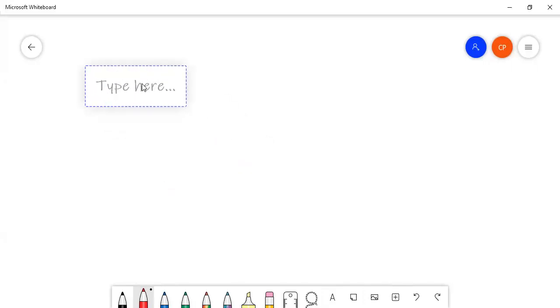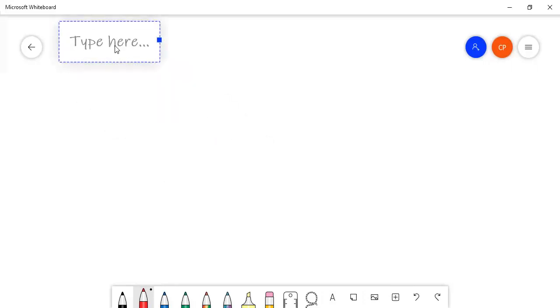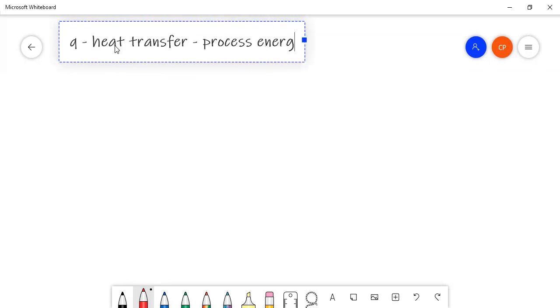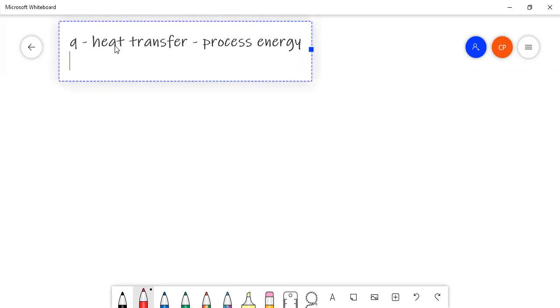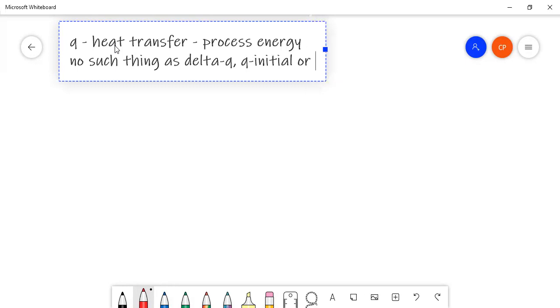Let's remind ourselves of one definition. Heat transfer is the quantity we represent with the letter Q. We've done this many times before now. Okay? It's a process energy. Because it's a process energy, there's no such thing as delta Q. I don't ever talk about a change in heat of a stuff. And because there's no such thing as delta Q, there's no such thing as Q initial or Q final either.